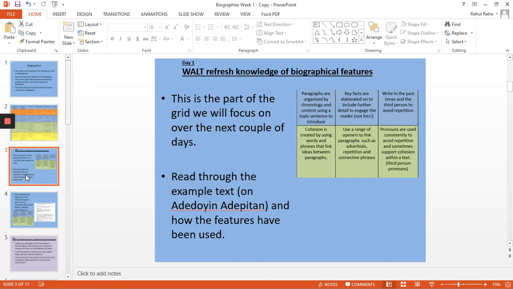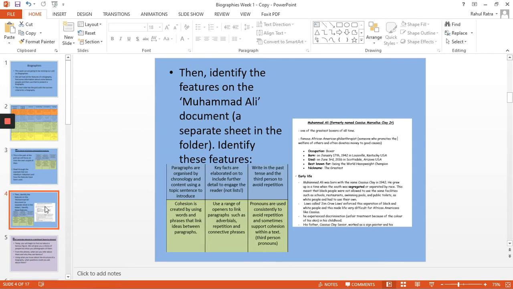All right. So on day one, your learning intention is to refresh knowledge of biographical features, as I just talked about. You will be looking at some examples. We've chosen the first one as A.D. Adepitan, the one we did earlier. You will be looking at the features of their biography, and then we'll give you another example text, which is Muhammad Ali. You're going to look at it and identify those features again on that sheet. So the features are right here. We've talked about it, and you're going to identify them.